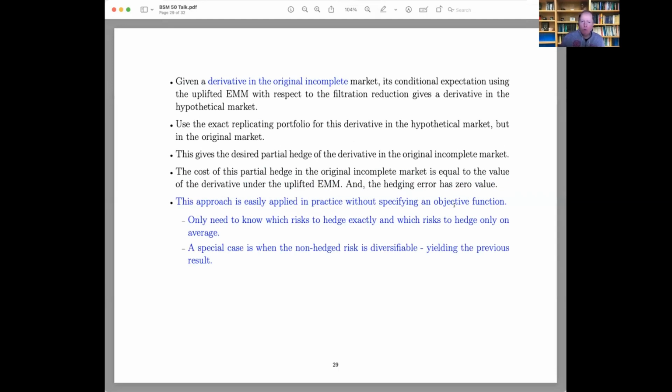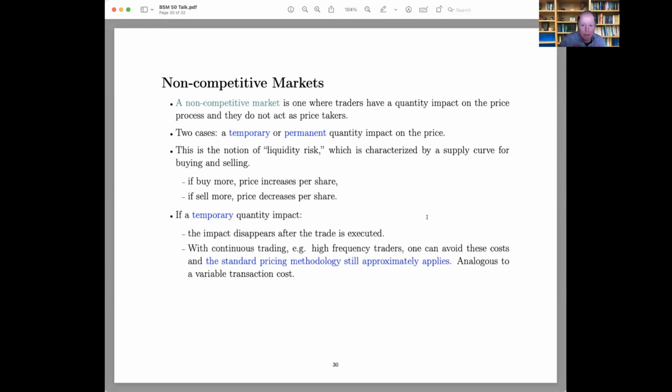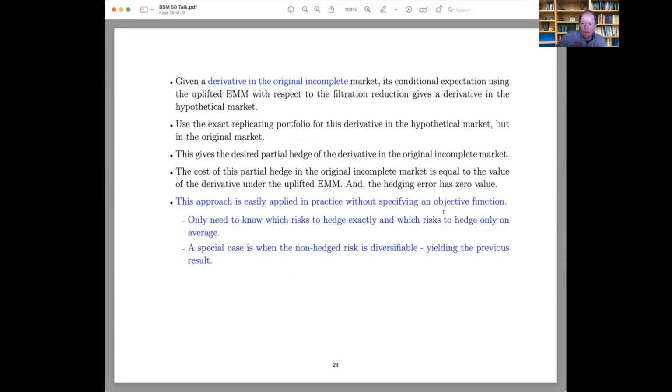And we also know more that given a derivative in the original market, the replicating portfolio in the hypothetical market for that derivative's payoffs can be used in the original market, and that'll give you the desired hedge. And it turns out that the value of the hedging error is 0 under this structure. And I'm hopeful that this approach can be used in practice because you don't have to specify an objective function. You only need to decide as a trader which risks you want to hedge exactly and which risks you're going to hedge only on average. And it turns out a special case is the non-hedged risks being diversifiable. That's a special case of this methodology.